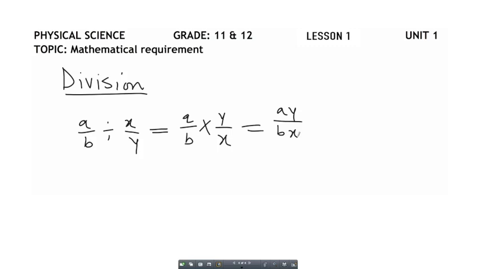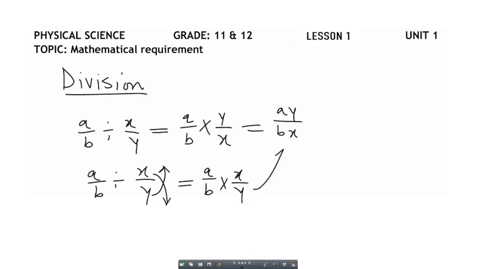So what is going to change is the x over y. If I have a over b divided by x over y, the y goes on top and the x goes down. In this case, y was a denominator, it will be taken up as a numerator. X was a numerator, it will be taken down as a denominator. Hence, from there we can have a over b multiplied by x over y. So this is how we get the final quotient, ay over bx, as the result.